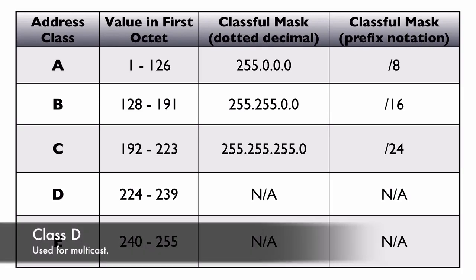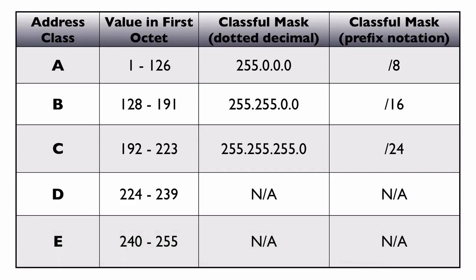Address class D is used for something that we'll be discussing called multicast, where we send to a destination multicast address. No computer, no host is ever going to be assigned this range. It's a destination-only address, and as a result, you see it doesn't even have a default subnet mask.